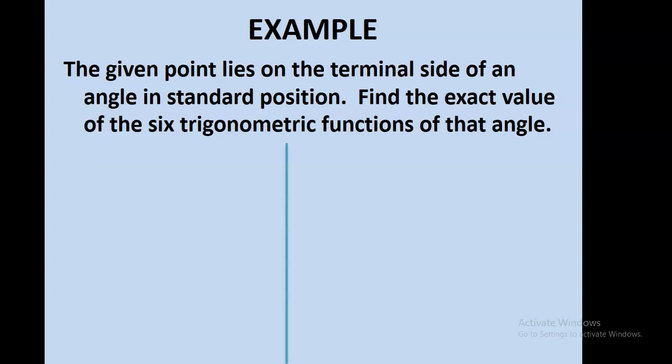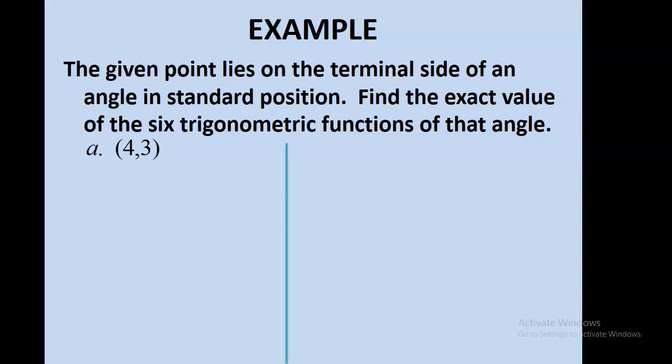All right, so here we are. We have a given point that's lying on the terminal side of an angle in standard position. So we're in quadrant 1, and we are looking at the point (4, 3). So our x coordinate is 4, our y coordinate is 3. So we can find the radius by doing the Pythagorean theorem. x is 4, y is 3. So 4 squared plus 3 squared would equal r squared, and we'd find that r was 5.